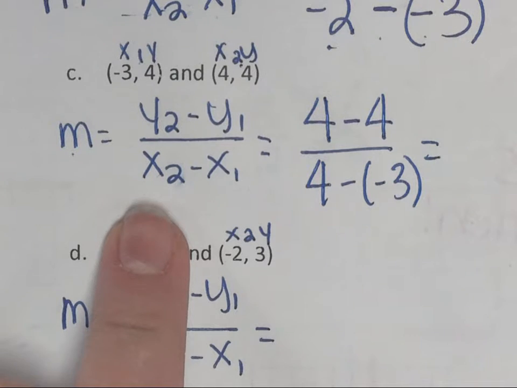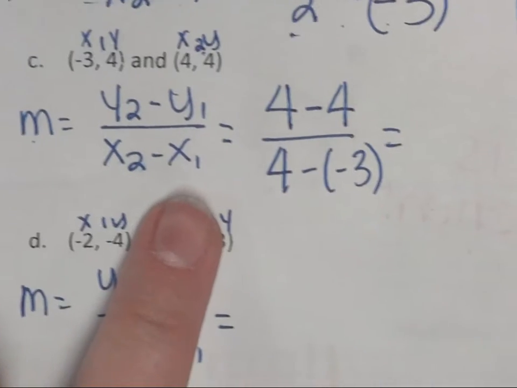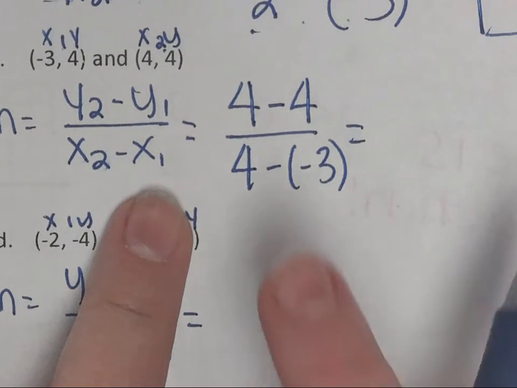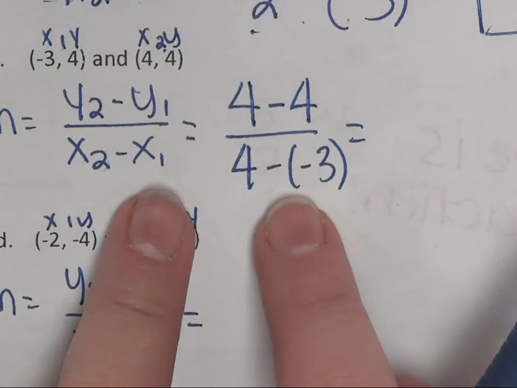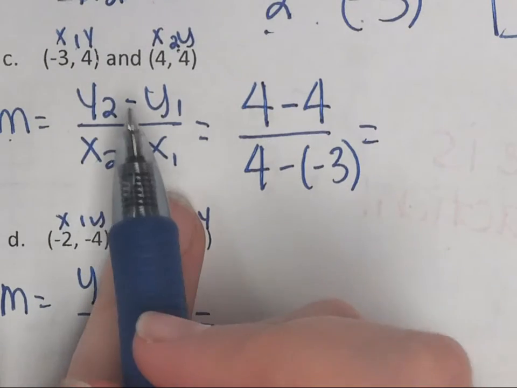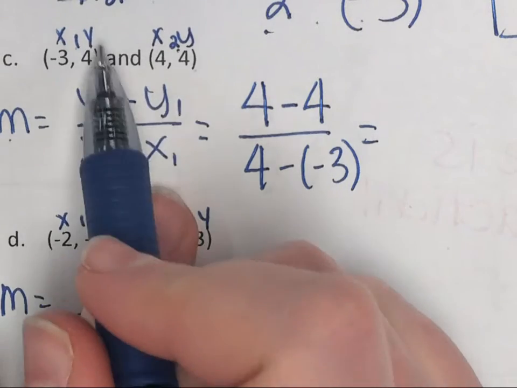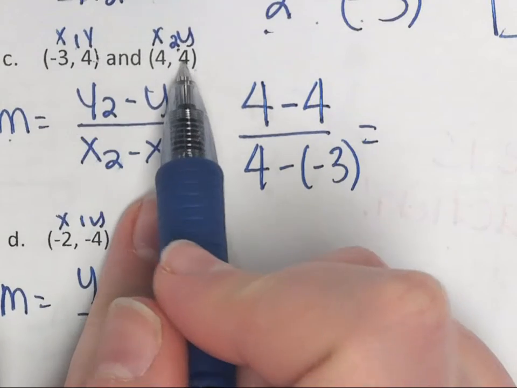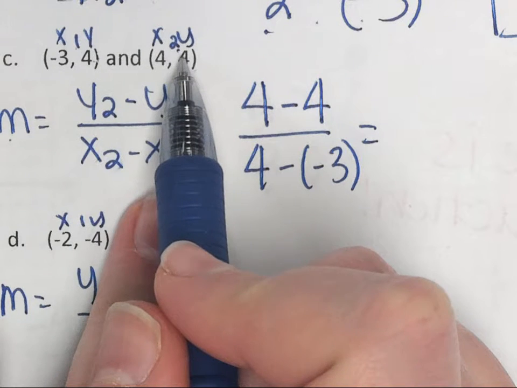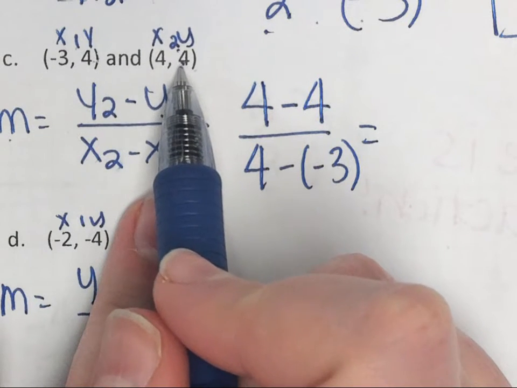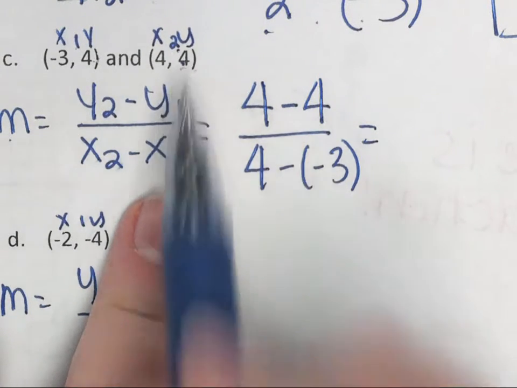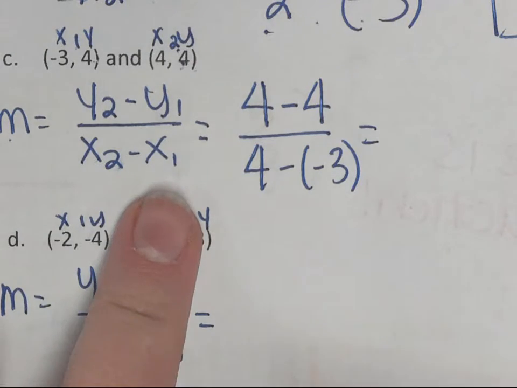Okay, hang on. I got it, mine's reversed. Then you did it wrong. Y has to go on top. Y is on top, right? Y is 4 and 4, so those have to go on top. Both Y's are 4. Okay?